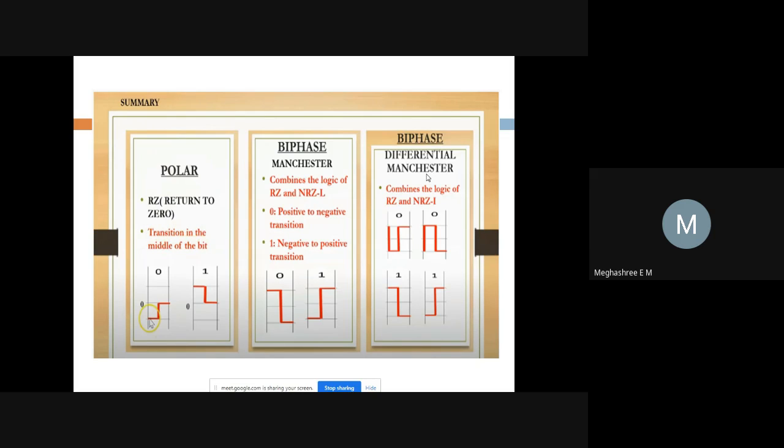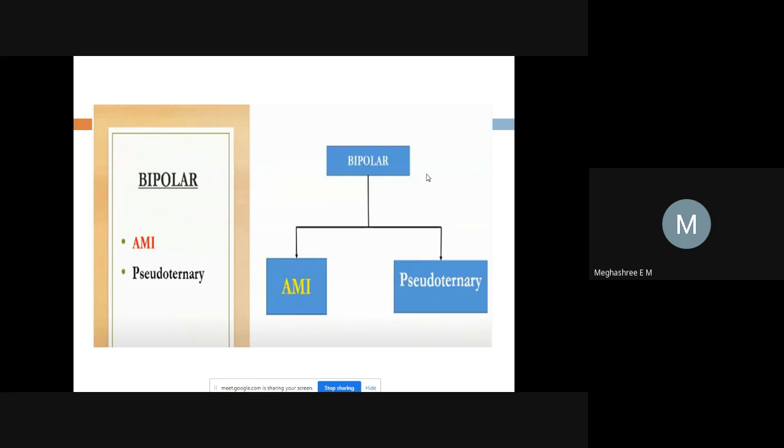Okay, I'll take that as no doubts. I'll move on to the next method, that is bipolar. In bipolar, again you have two types, that is AMI and pseudo ternary. Anyways, the theory part I have completed in the last class, so I'll directly move on to the problem.